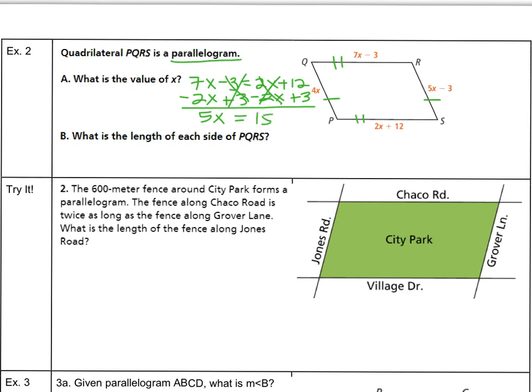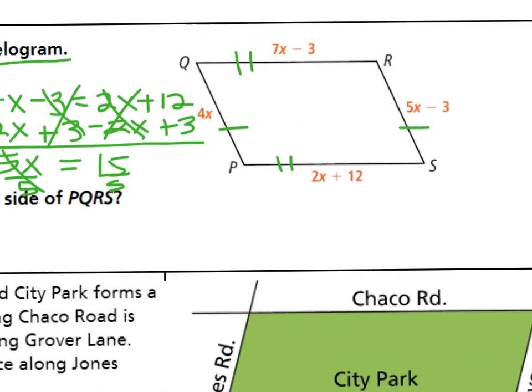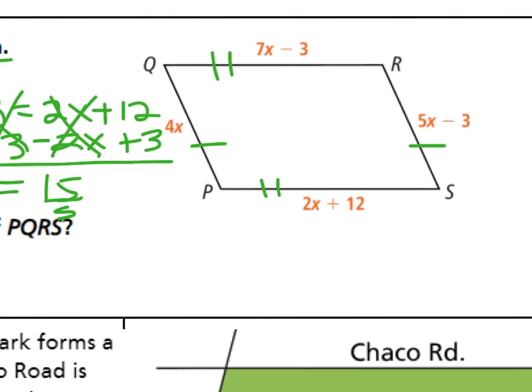Lastly, to get x by itself, just divide both sides by 5. We should get x equals 3. There's your answer for part A. Then it says, what is the length of each side of PQRS? Let's go ahead and zoom in on the picture. If x equals 3 and we want to find the length of each side, we really only have to calculate 2 of them. On that left-hand side, 4 times 3 is 12.